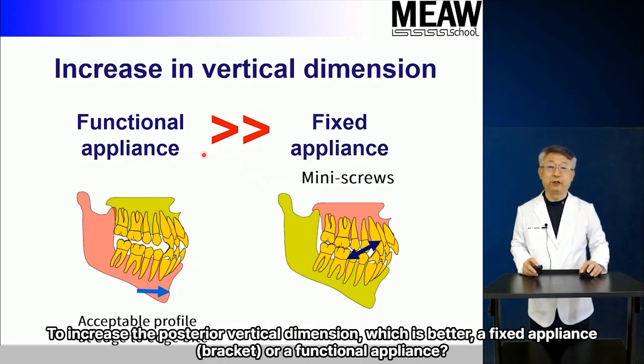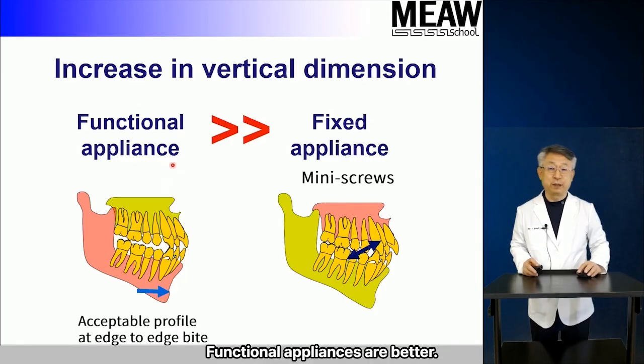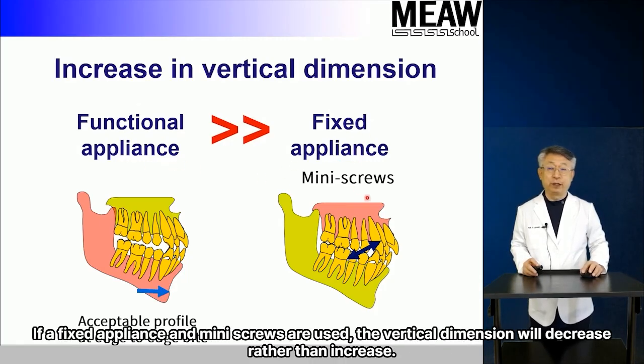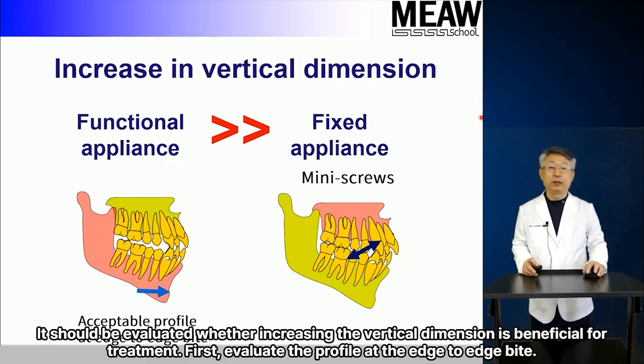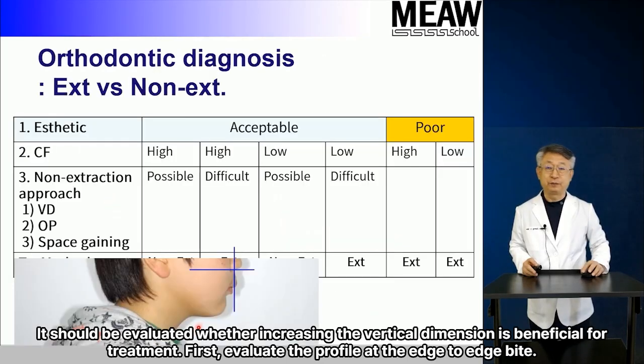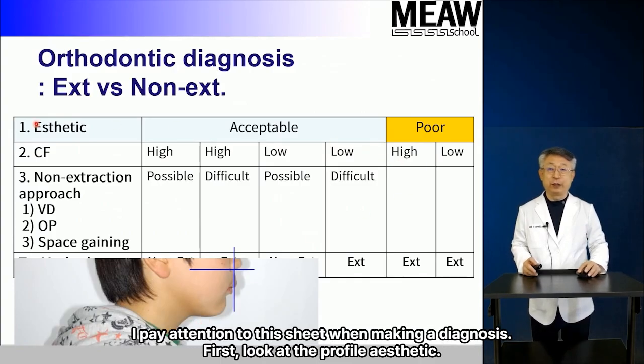To increase the posterior vertical dimension, which is better, a fixed appliance bracket or a functional appliance? Functional appliances are better. If a fixed appliance and mini screws are used, the vertical dimension will decrease rather than increase. It should be evaluated whether increasing the vertical dimension is beneficial for treatment. First, evaluate the profile at the edge-to-edge bite. I pay attention to this sheet when making a diagnosis.